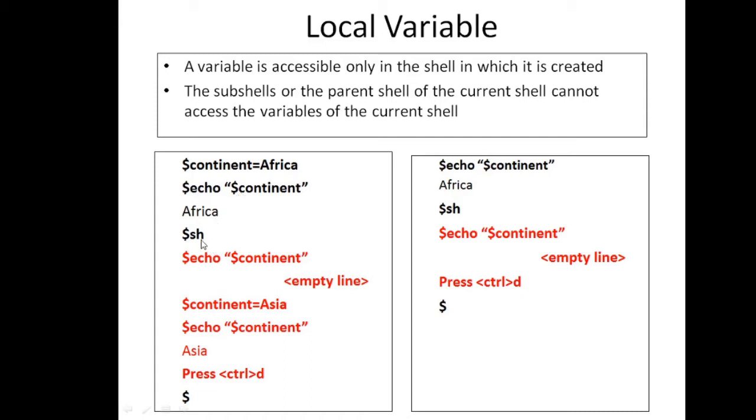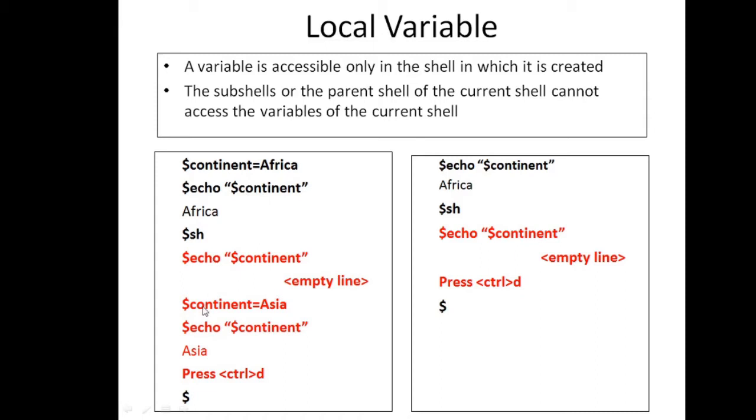Now here I give a command sh. That means I am creating a child shell here. Now if I try to execute this echo $continent, you get an empty line because this is the variable of the parent shell. The parent shell's variable cannot be accessed within the child shell.